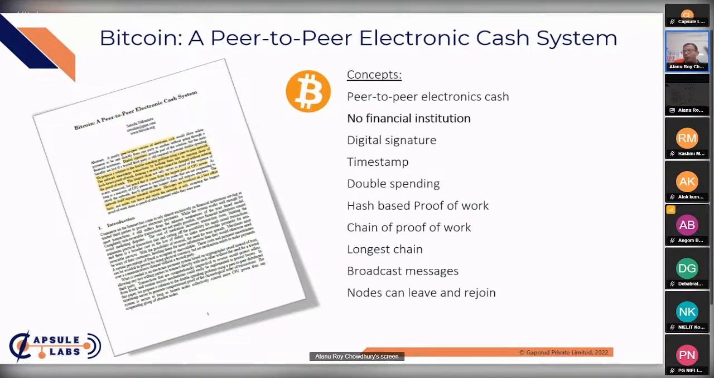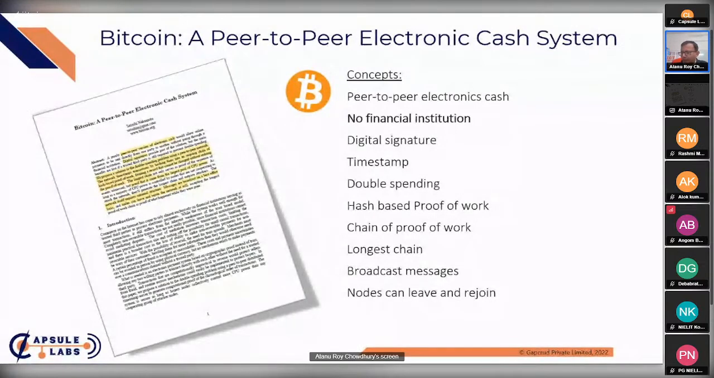That's the birth of essentially a data structure like the blockchain, right? If I go into the rest of the abstract, you will find a lot of technical terms. It was talking about peer-to-peer electronic cash. It's talking about digital signatures, timestamps, double spending. I'll get into each of them, right? Hash-based proof of work, chain of proof of work, longest chains.